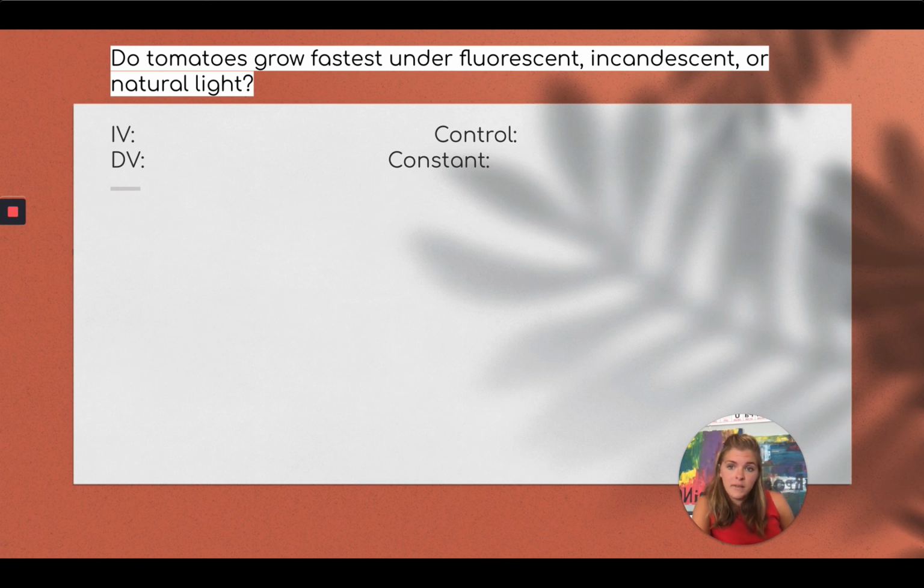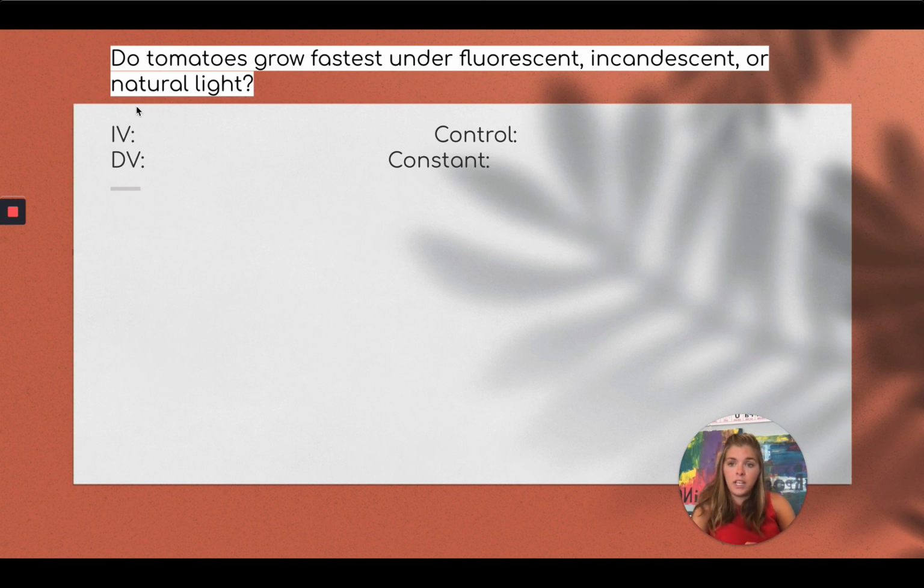So the independent variable, I'll just talk through this one since typing didn't go great last time. The independent variable would be the type of light. Is it fluorescent or incandescent? What type of light is what we're changing? We're altering the light we're giving plants, so that is our independent variable. Our dependent variable is going to be how fast the tomatoes grow. We're looking at how fast the tomatoes grow because of light, so we're measuring the rate of growth.